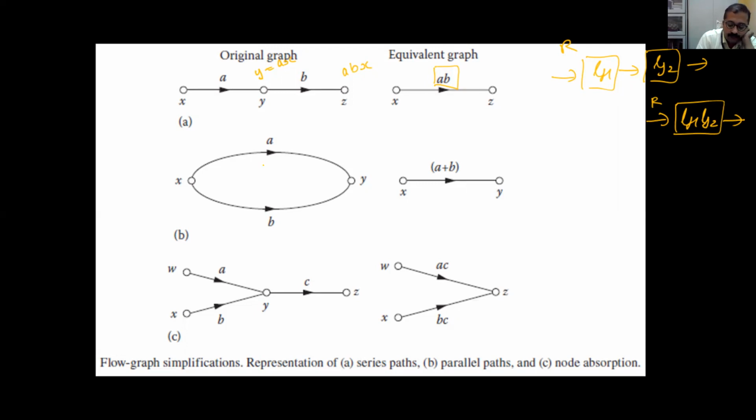Similarly, what is the signal at this node? It is A into X plus what? B into X. It means it is similar to blocks in parallel. Blocks in parallel, right? So you can replace this entire thing with a single branch whose gain is A plus B, and so on.